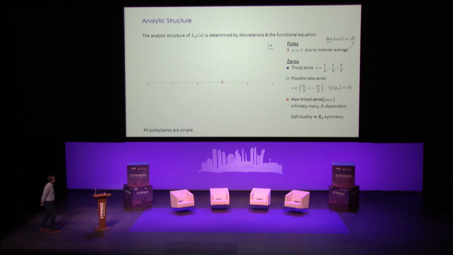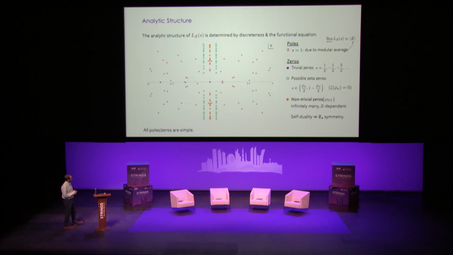So let's talk about some of the features of this thing. The analytic structure of L is determined by discreteness in the functional equation, and I'll show it to you here. There's only one pole at 1, and there are 3 different types of zeros. There are trivial zeros, given at half integers starting at a half and moving to the left. There are possible zeta zeros, that is, zeros that this thing can have but need not, at the locations of the zeros of zeta of 2s and zeta of 2 minus 2s. And then there are the non-trivial zeros, which of course are perhaps the most interesting.